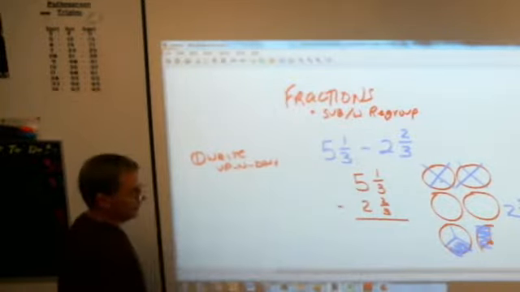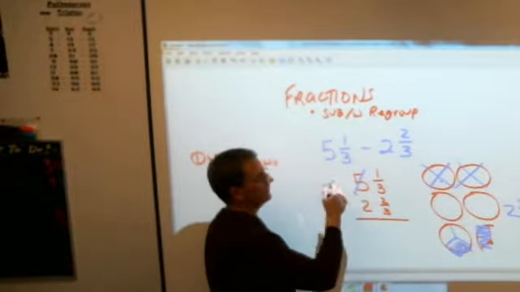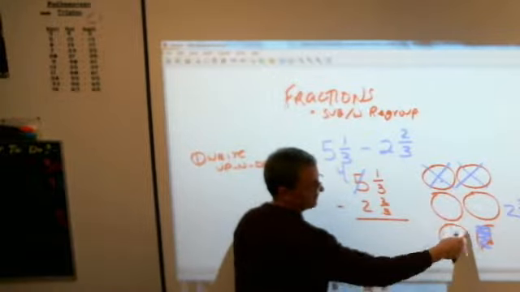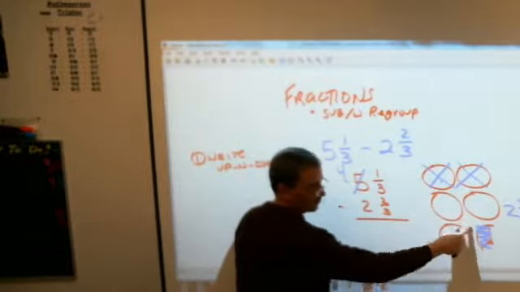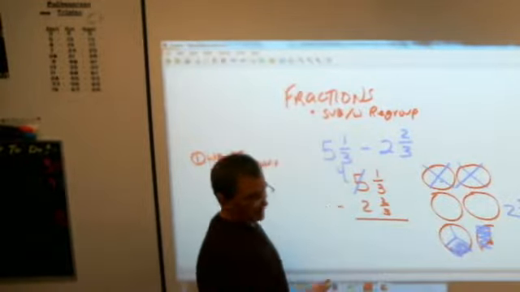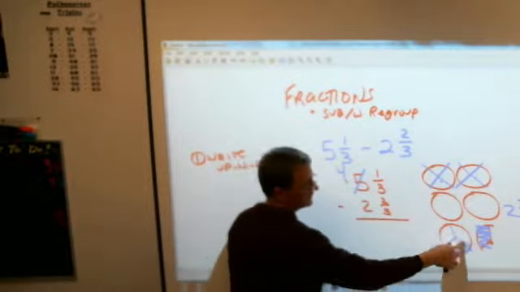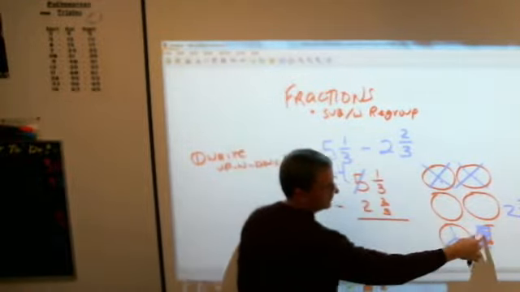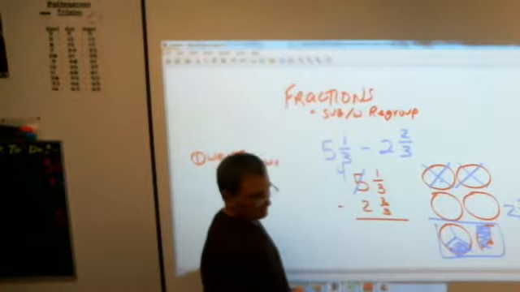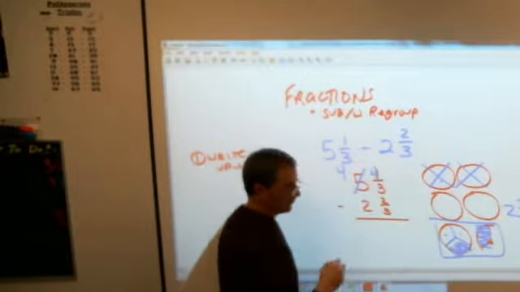Let's take a look and see. Now, going back to this, how do I borrow? I have to take away from this 5, so I'm left with only 4 whole circles. What did I do to that one circle? I split it into 3 pieces, right? Now, if I take those 3 pieces and put them with the 1 piece I had over here, how many thirds did I have altogether? 1, 2, 3, 4. So this number actually becomes 4 thirds.